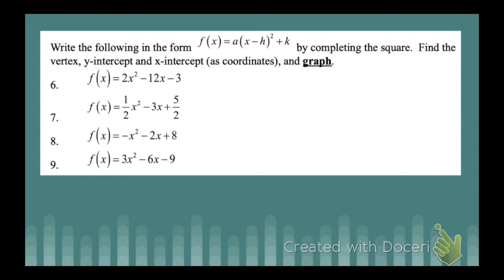To find the y-intercept, we can plug 0 in for x, and to find the x-intercepts, we can plug 0 in for y. Make sure to write those as coordinates. And then graph.